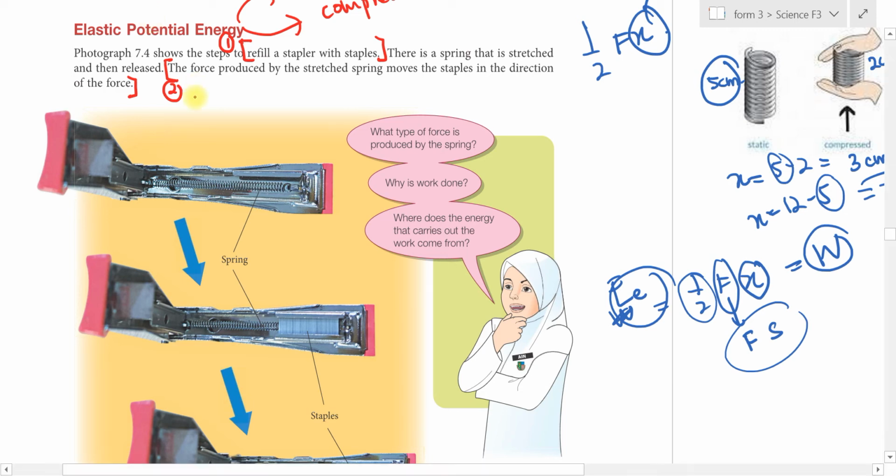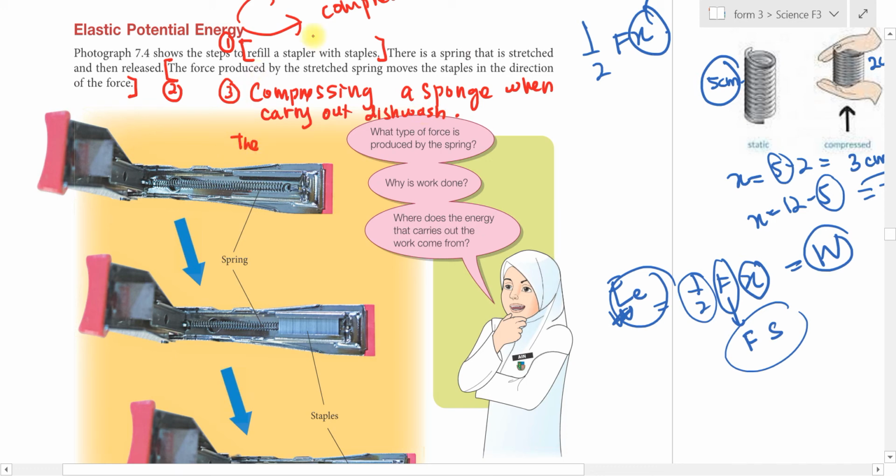Okay, the third point I use here only. The third point, compression. Compression example, I use the sponge. When you do our dishwash, we will compress the sponge. Okay, compressing. This is the example of compressing; before this was stretching. Now compressing what? Compressing a sponge when carrying out dishwash. Okay. Now we copy the thing.